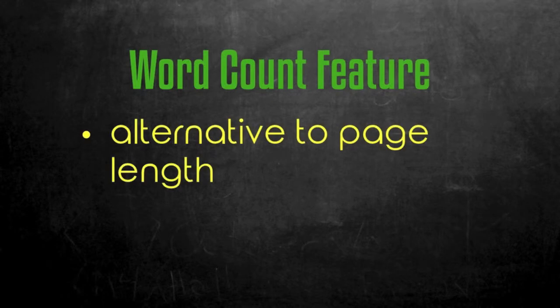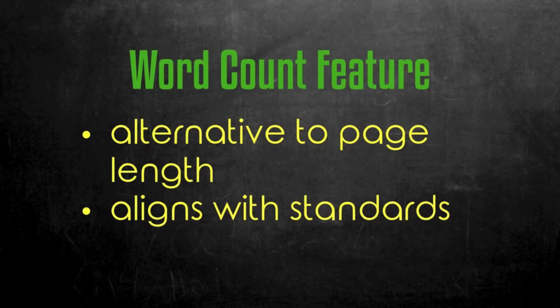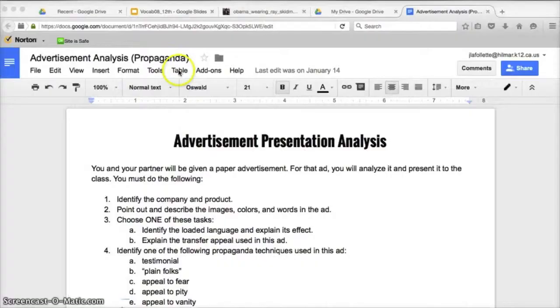Now on to the second feature for this week, and that's the word count feature in Google Docs. This is an alternative to giving a page length to your students for a written assignment, and it's also helpful because it aligns with standards, because the California Common Core state standards mention that students need to write compositions of a certain length, and they don't mention pages, they mention word lengths. So this gets your students used to how long a piece of writing needs to be in order to fulfill those state standard requirements.